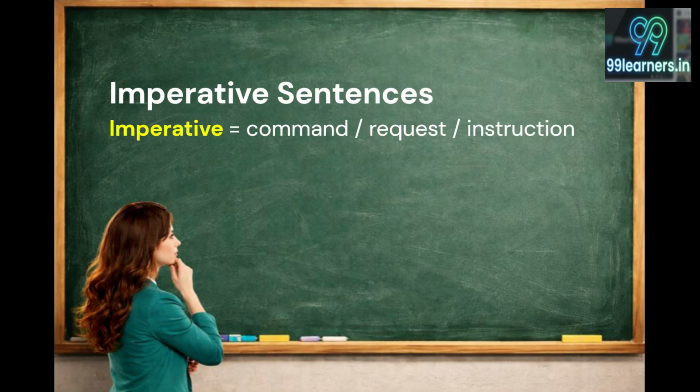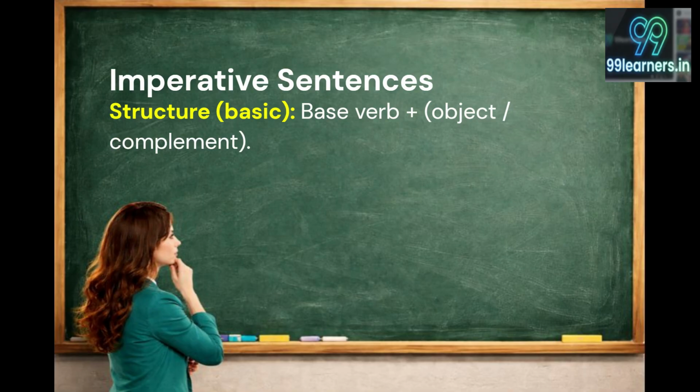2. Imperative sentences. An imperative sentence gives a command, makes a request, or offers advice. The subject is often hidden. It's usually you. Structure: basic, you, plus base verb plus object or complement. Punctuation: usually ends with a period, but can end with an exclamation mark for strong commands.